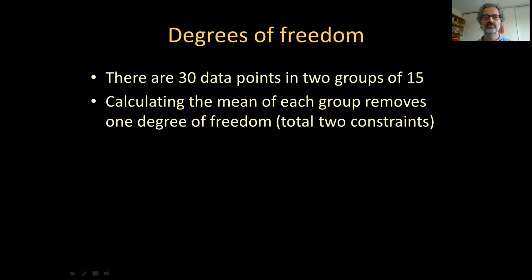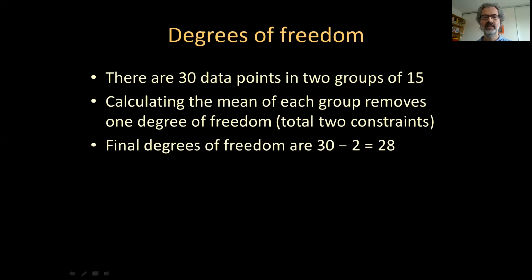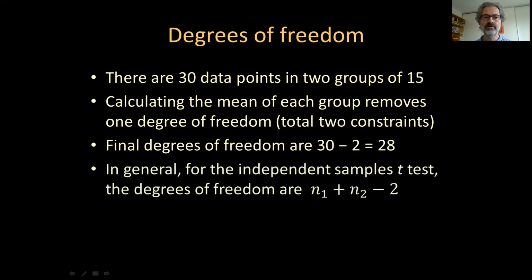So 2 means 2 constraints. Therefore, we have to take out 2 from 30, and there are 28 degrees of freedom for this test. So 30 data points, 2 means calculated. That means we have 28 degrees of freedom. And in general, for the independent samples t-test, which always concerns a comparison between two means, the degrees of freedom are equal to the total of the two sample sizes minus 2. So n1 plus n2 minus 2. And this holds even if the two sample sizes are not equal.